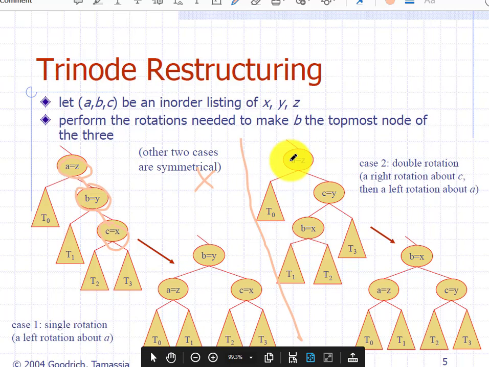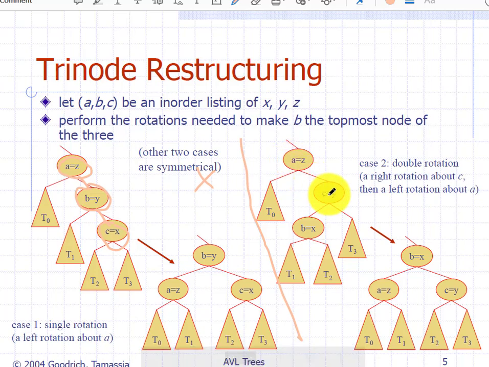So A could be here. The right child of A could be C. The right child of C could be B. And you could have this right child, left child, and the associated subtrees. If you have that, then you need to twirl around. Can you see these two here swap into this A, B, C? These two twirl around, which gives us this.